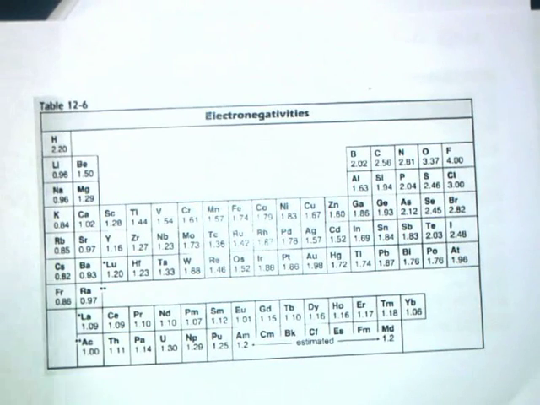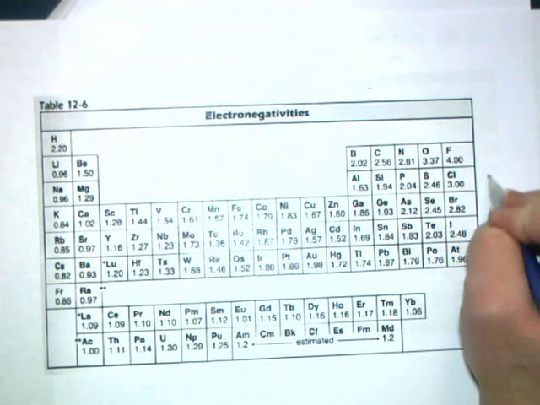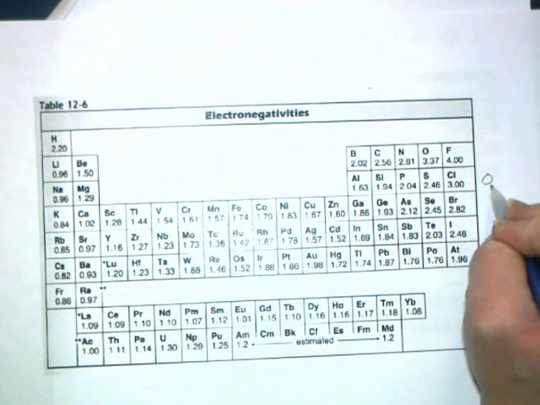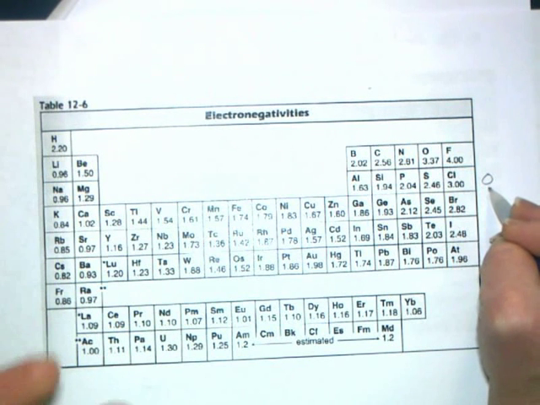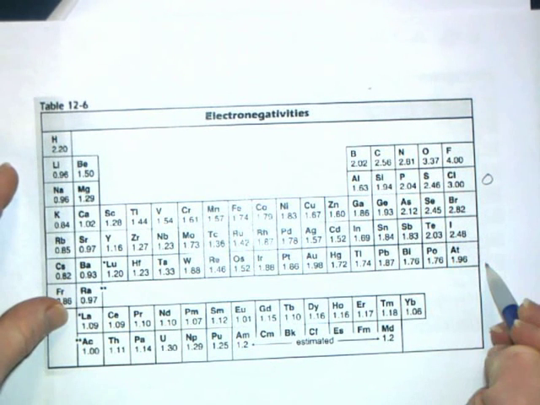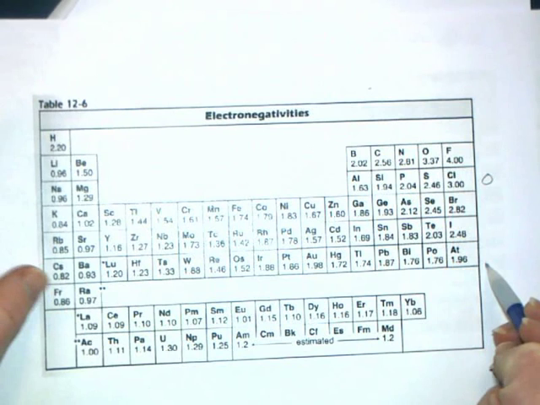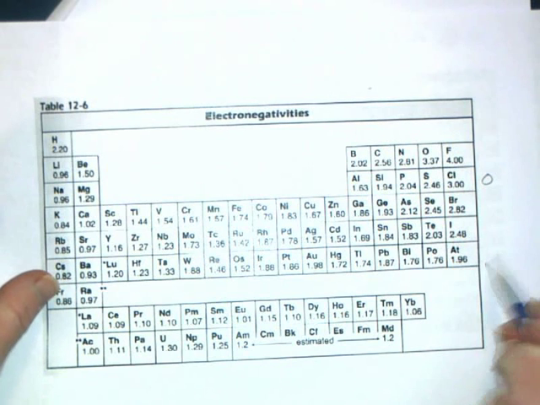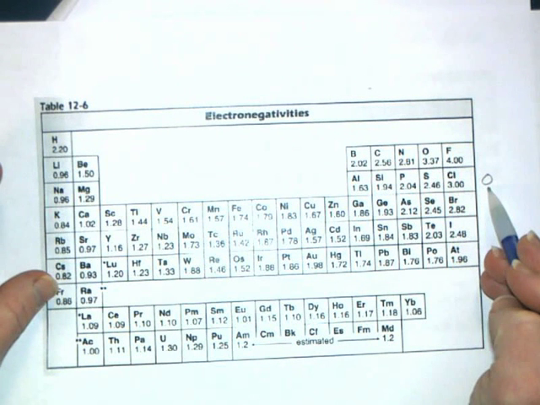Now, on this table, the noble gases have been completely left off. They are assigned values of 0 because they have no need to even play tug of war. They already have their 8. Now, we can force the larger noble gases to react, and then we can measure an electronegativity. But in general, we say that the noble gases have electronegativity values of 0.